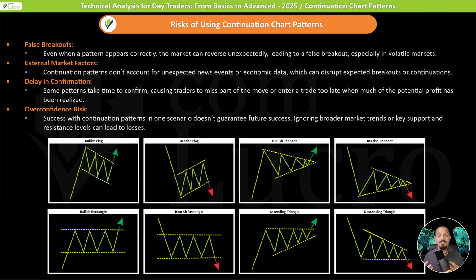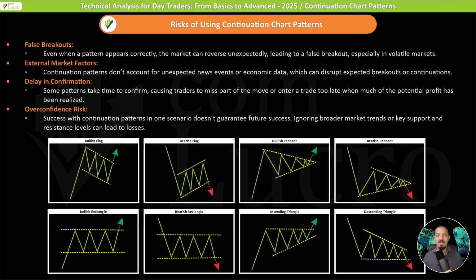However, there are also risks involved in using continuation patterns. One significant risk is the potential for false breakouts. Even when a pattern appears to be forming correctly, the market can sometimes reverse unexpectedly, leading to a false breakout. This is especially common in volatile markets, where price fluctuations can mislead traders into thinking the trend will continue when it doesn't.